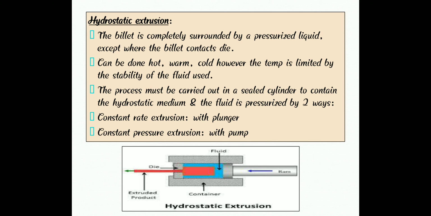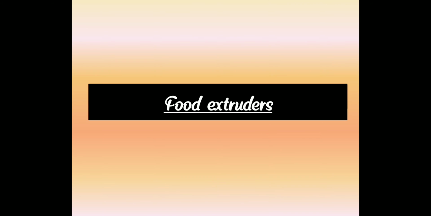The process must be carried out in a sealed cylinder to contain the hydrostatic medium, and the fluid is pressurized in two ways. The first way is constant-rate extrusion with the help of a plunger, or you can also use constant pressure extrusion with the help of a pump. This is the diagrammatic representation of hydrostatic extrusion.